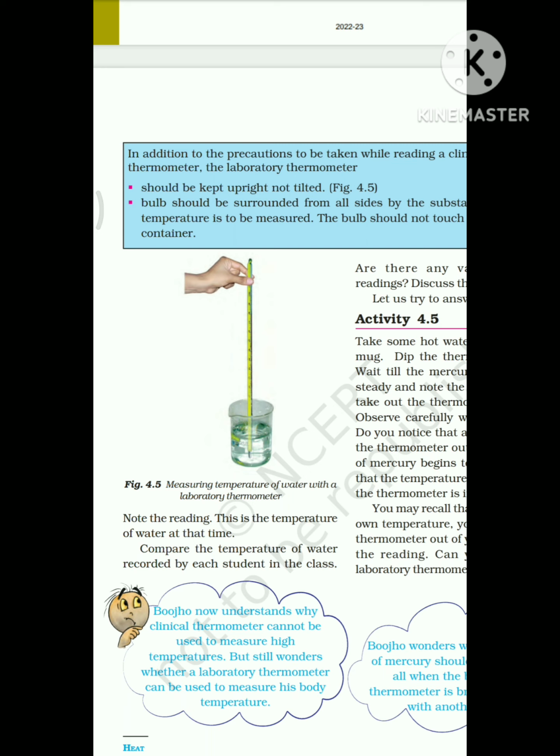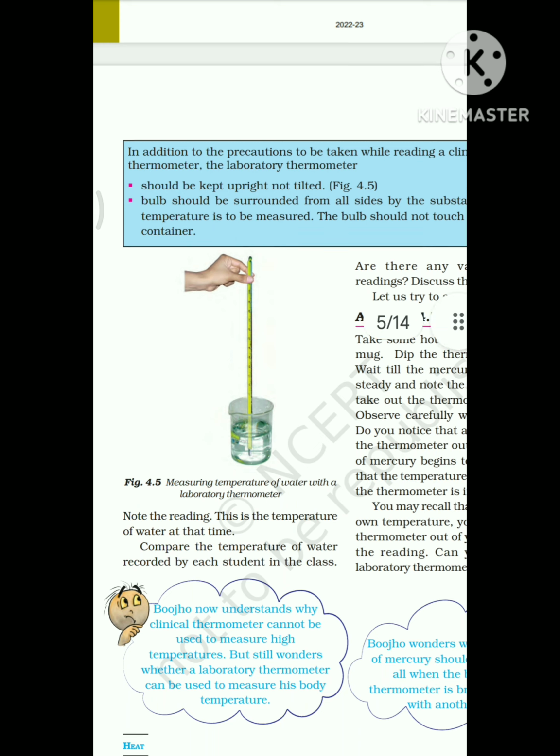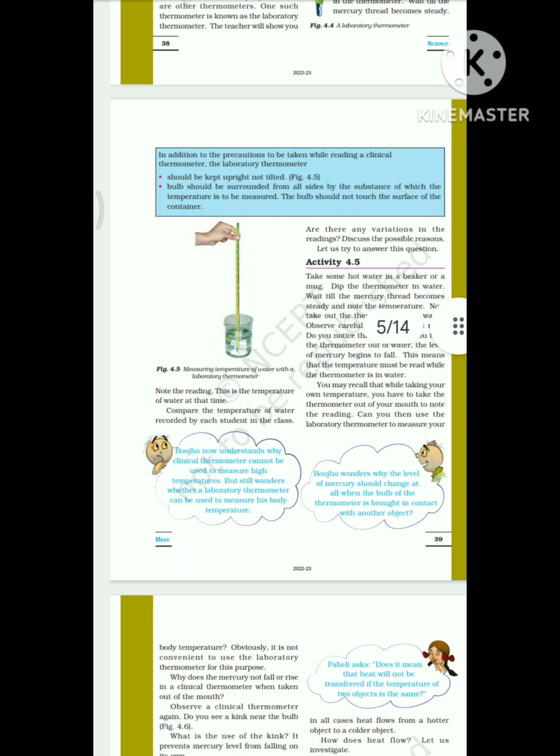And there are some precautions to be observed while using a laboratory thermometer. They should be kept upright, not tilted. They should be perpendicular to the mug or beaker. And the bulb should be surrounded from all sides by the substance whose temperature we have to measure. It should not reach the surface of the container.